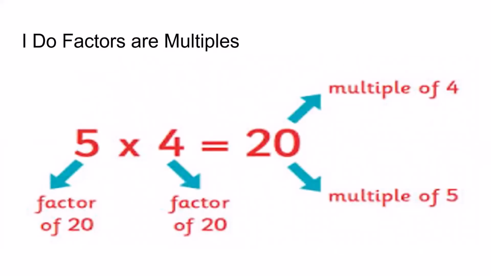Now, the biggest thing you need to understand is that factors are multiples. Factors are simply the multiples of the product. So 5 is a factor of 20, 4 is a factor of 20, and 5 times 4 gives you 20.